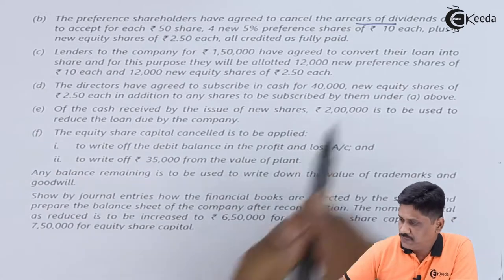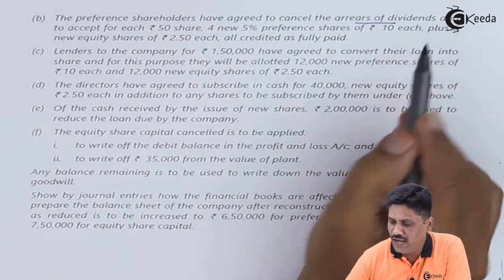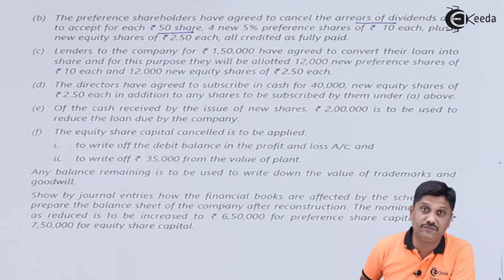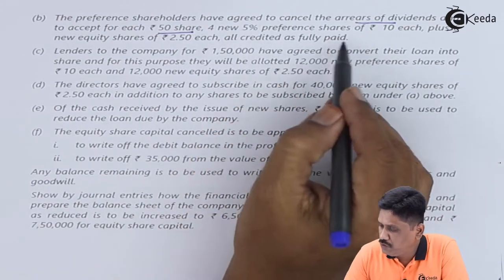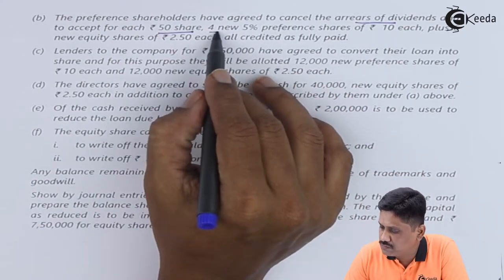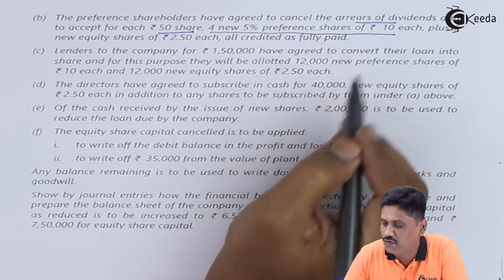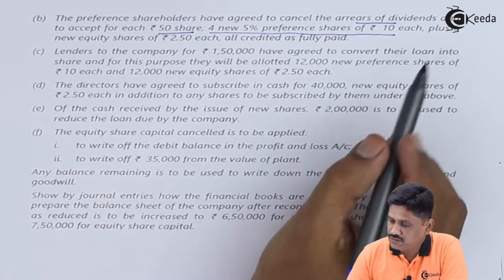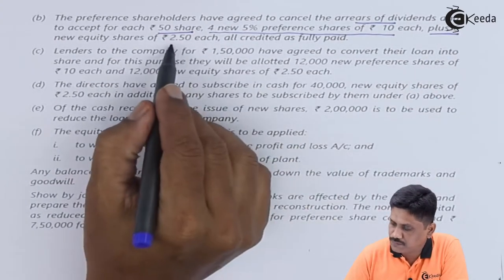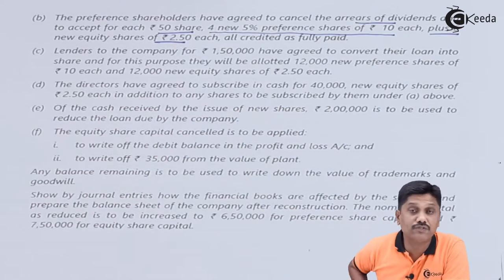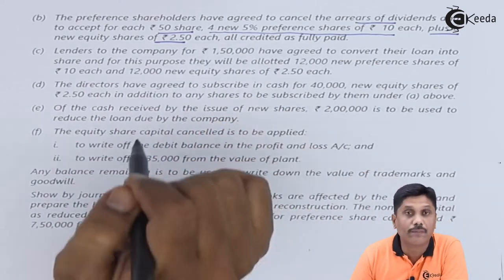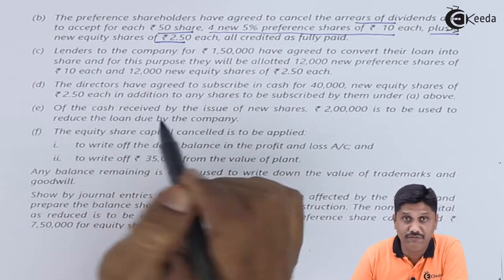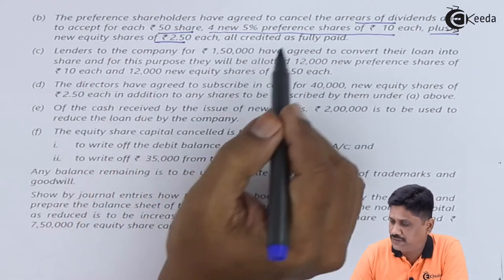What they are saying further? They are going to cancel the arrears of dividend and, for each rupees 50 share they are holding, they will get 4 new preference shares of rupees 10 each, so I can say the amount is 40 rupees, plus 6 new equity shares of 2.50 each, this comes to 15 rupees. So 40 plus 15 comes to 55, so we are actually paying them more. So whatever extra we paid, we will debit to the capital reduction account. At the right time, we will do the entry and I will explain that to you.